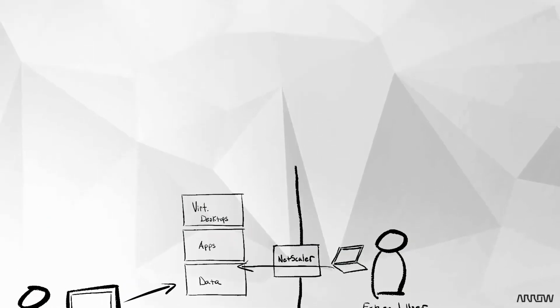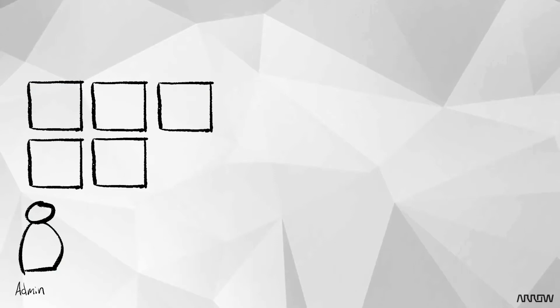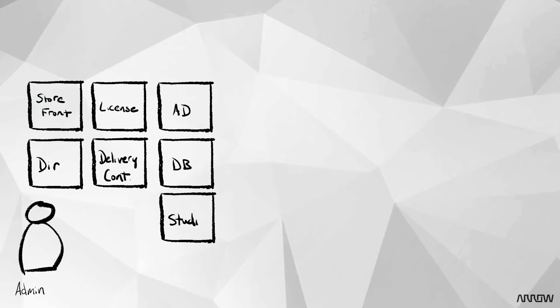Now, along with that, we need to think about the admin perspective. So an administrator has to make sure all of these components run. There's a number of services that actually support that Citrix Workspace environment. So things like Storefront, a license server, Active Directory, Director, delivery controllers, database, all those types of things that an admin is responsible for. And not only are they responsible for those individual components, but the underlying infrastructure that runs this component, which we're going to call the management plane.